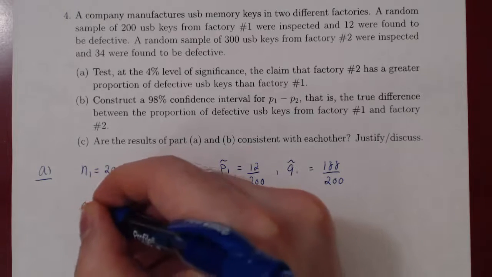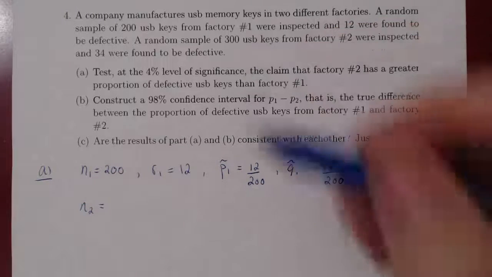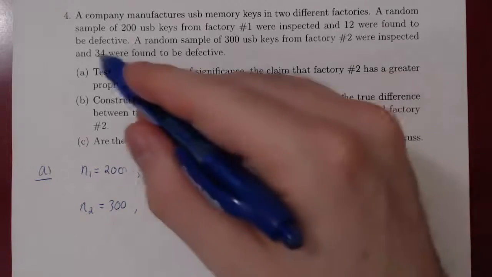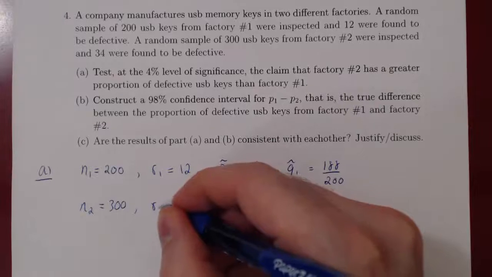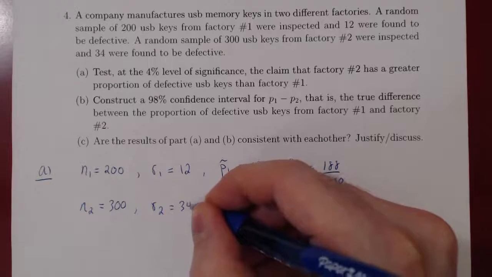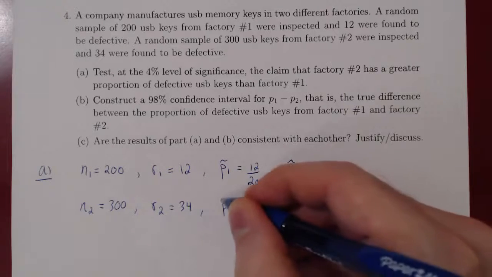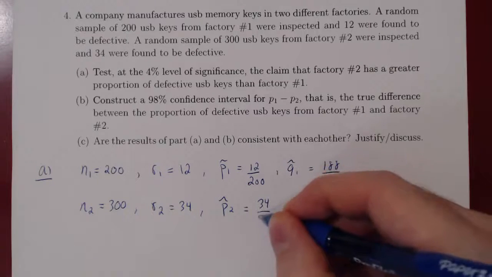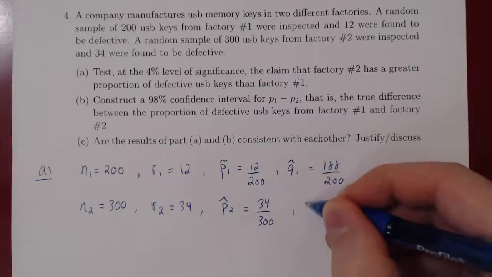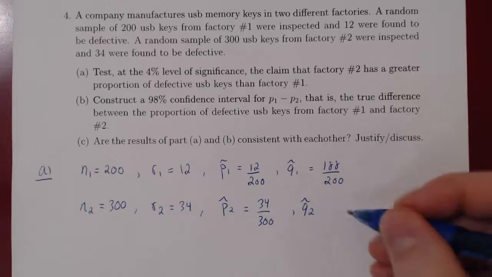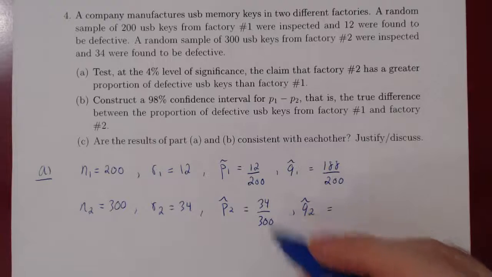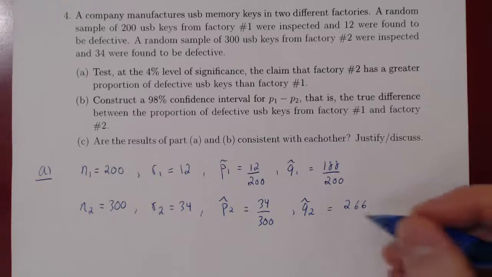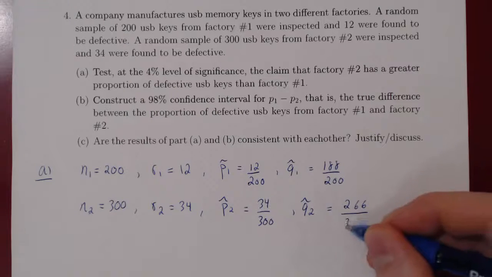So from factory 2, we obtain a sample of 300 USB keys. And out of those, 34 were found to be defective. So again, from sample 2, the sample proportion of defective USB keys is simply 34 out of 300. And the complement for P2 hat, Q2 hat, is of course 300 minus 34, 266 over 300.